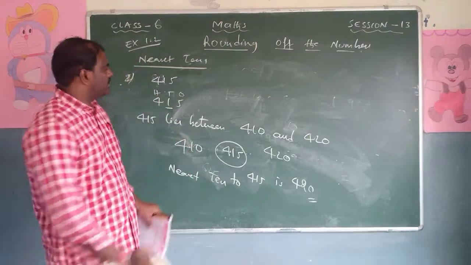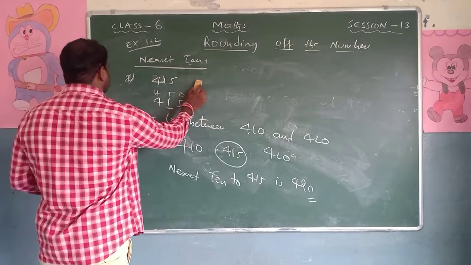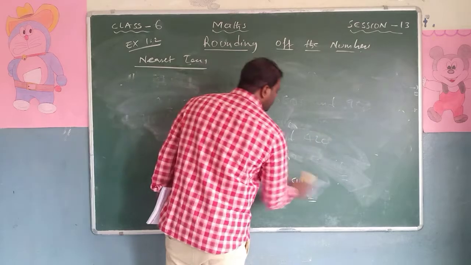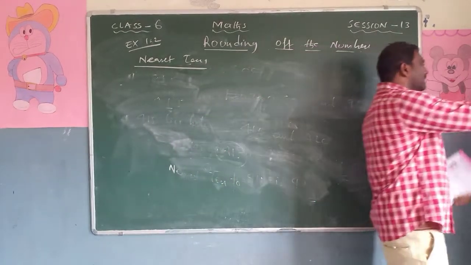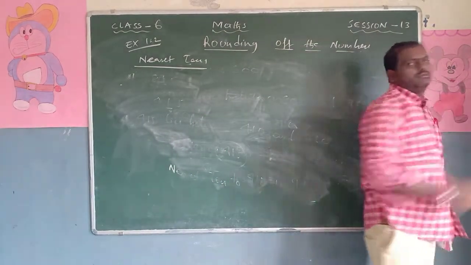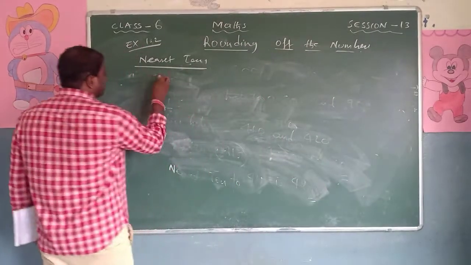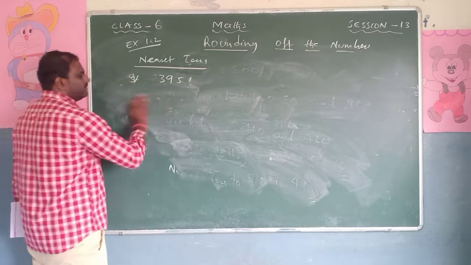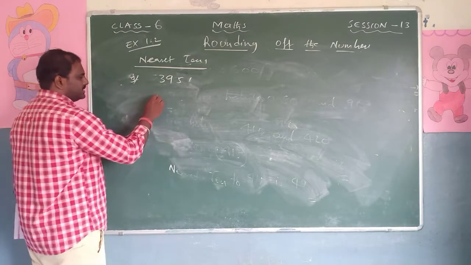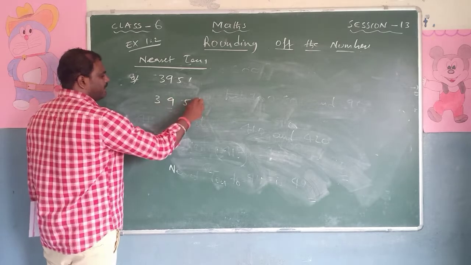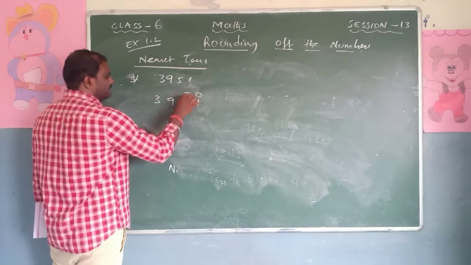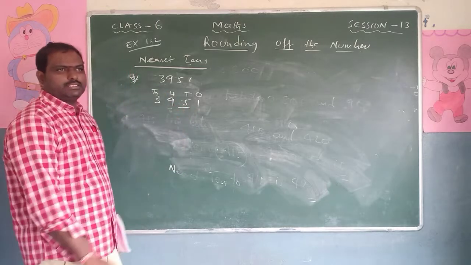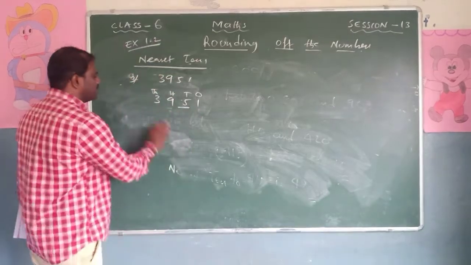Next question. I'll go for question number 3. What is question number 3? 3951. So what do we have to check first? We have to check the tens. 3951. Ones, tens, hundreds, thousands. So the question is nearest tens. So what should I write?